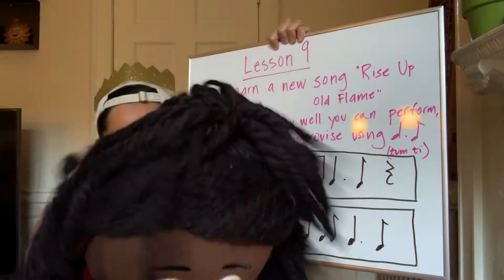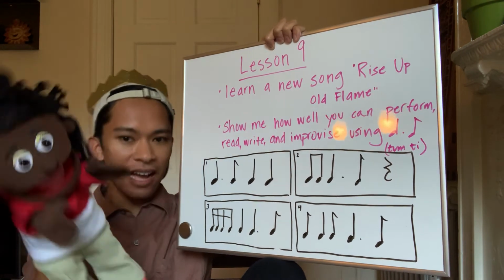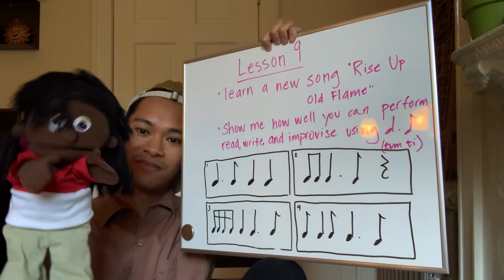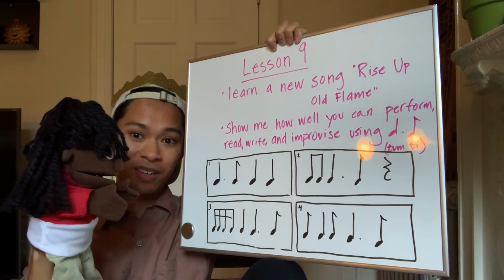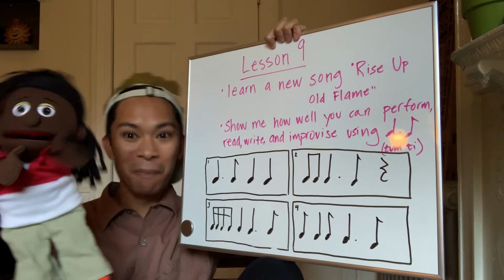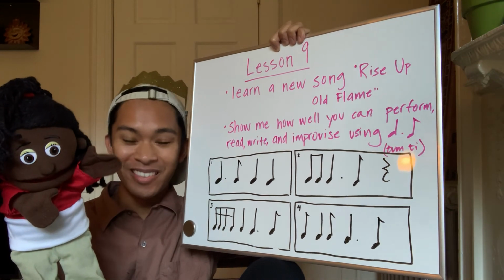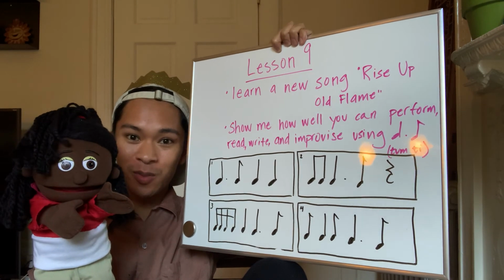Let's try another one, friends. Okay, here we go. Ready? Tum, ti, ti, ti, ta. How was that? Try it again. Let's do two more. Pick a different one, friends. Tum, ti, ti, ti, ta. Did you read the right rhythm? Did you keep a steady beat? Were you saying the right rhythm syllables?